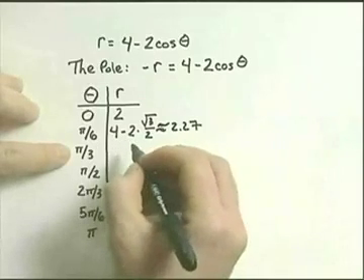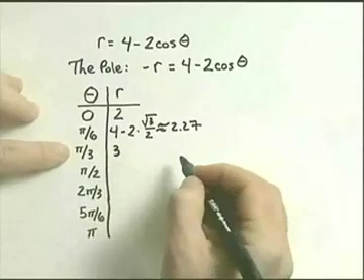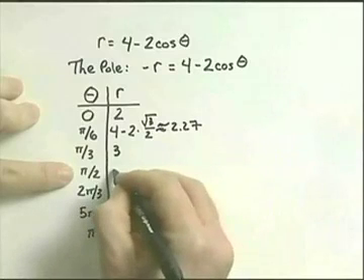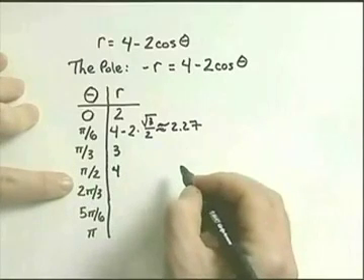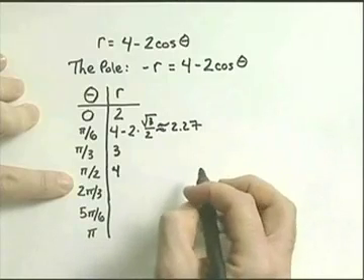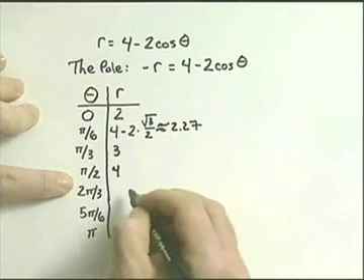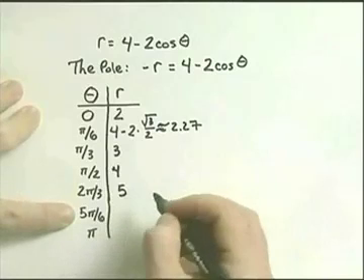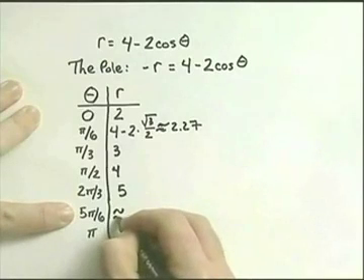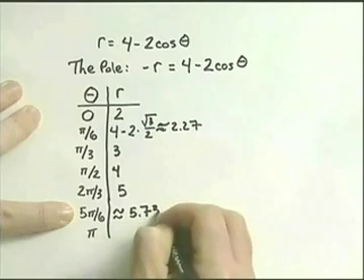Similarly, when theta is pi over 3, I would eventually get that r is 3. When theta is pi over 2, I would find that r is 4. When theta is 2 pi over 3, I would find that r is 5. When theta is 5 pi over 6, I get that r is approximately 5.73. When theta is pi, I get that r is 6. So now what I'm going to do is plot these points, r comma theta, on the polar grid. Then use the symmetry with respect to the polar axis to get the remaining points.